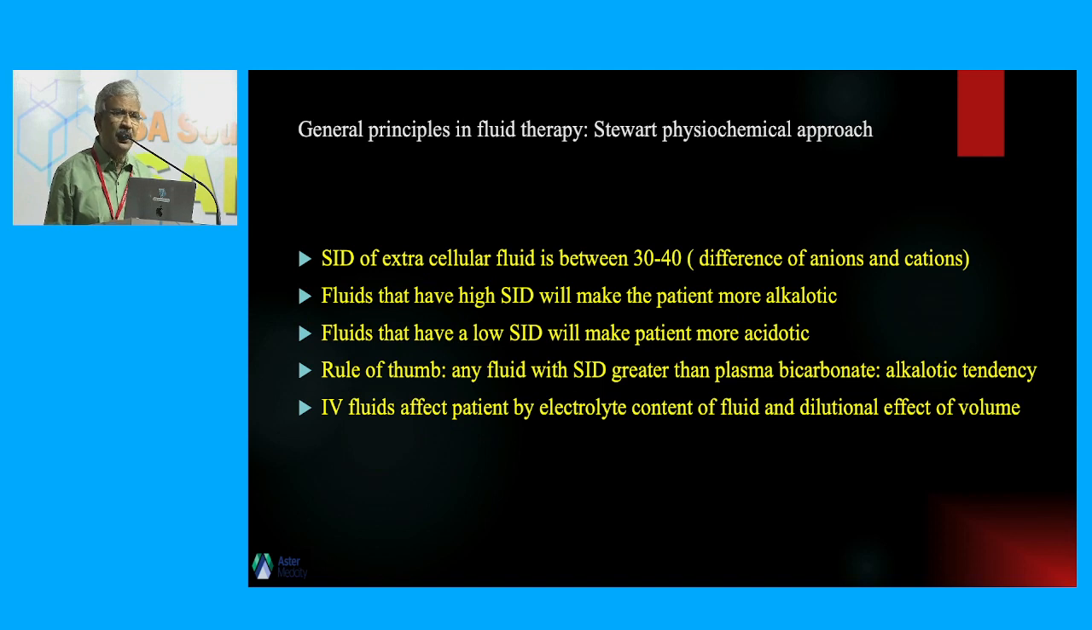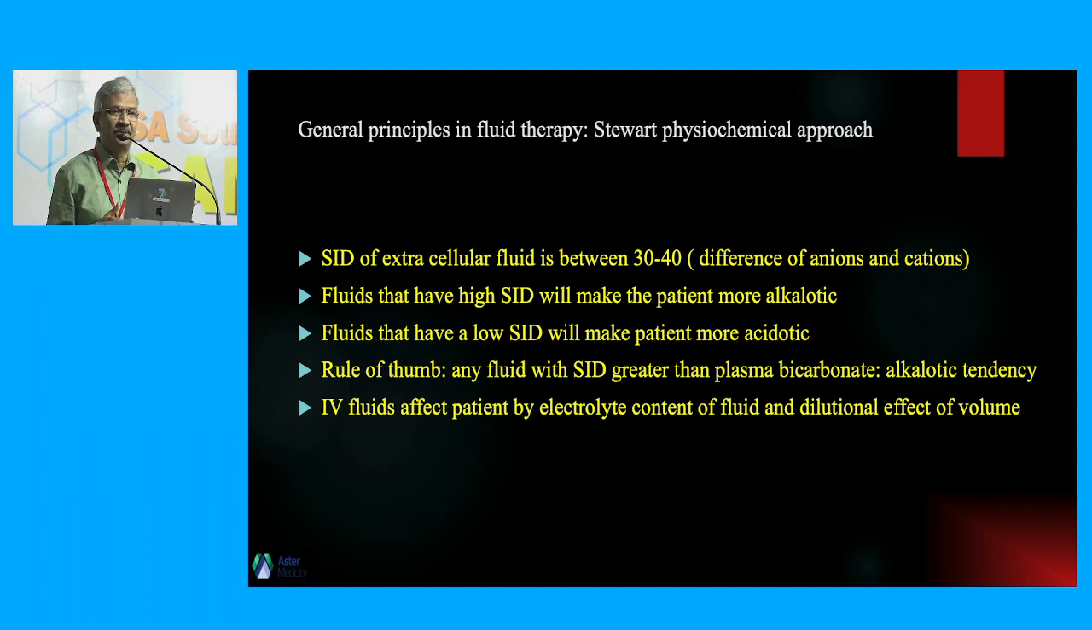Now, coming to the type of fluids that we use, remember that whatever fluids we use, there is something called the strong ion difference, which is nothing but the difference between the anions and the cations in the fluids that you give. Remember that the strong ion difference in the extracellular fluid of our body is between 30 to 40. So whenever we give a fluid which has a strong ion difference of more than 30 to 40, if you give large volumes of it, it produces a tendency of alkalosis in the patient. And if the fluid contains a strong ion difference less than that of the extracellular fluid, for example, saline, which has sodium 154, chloride 154, which means the strong ion difference is 0, there's a tendency to produce acidosis in the patient.